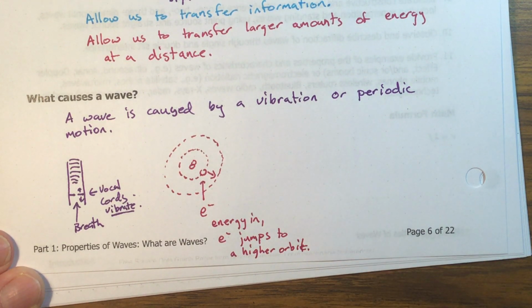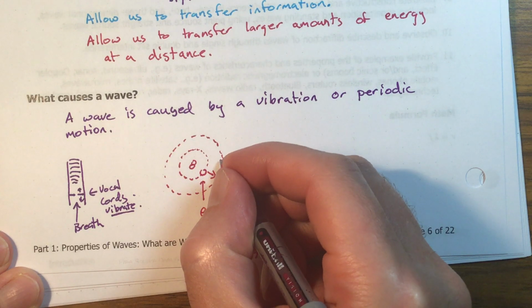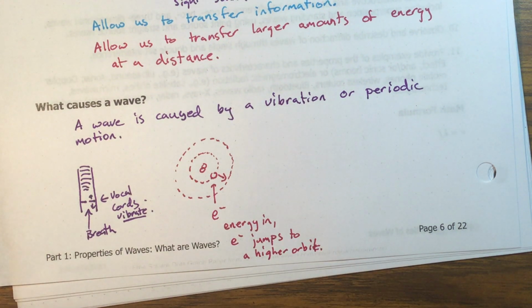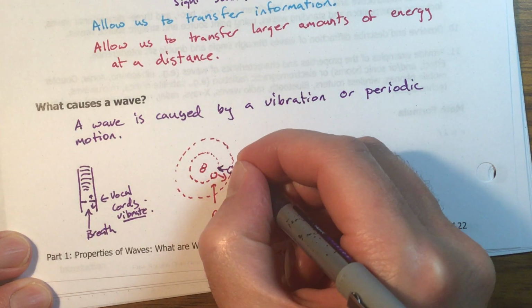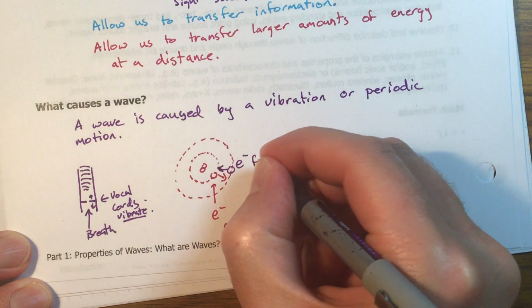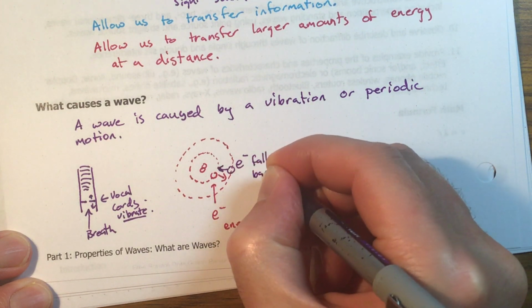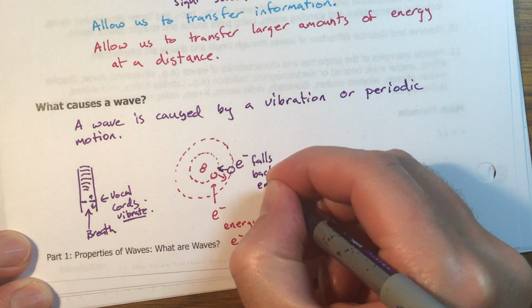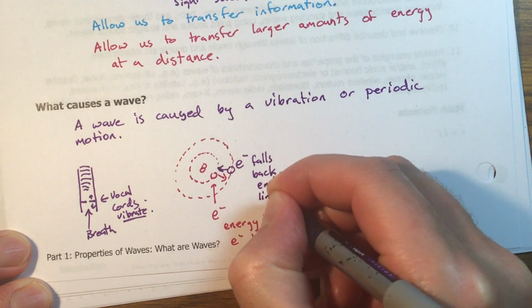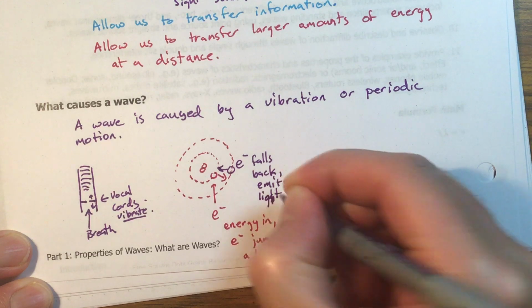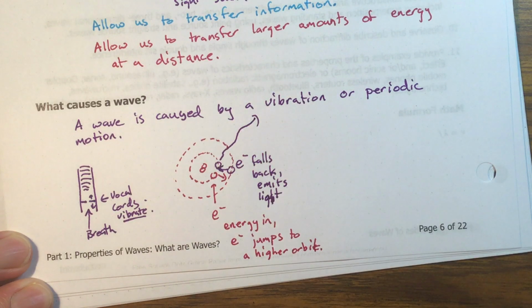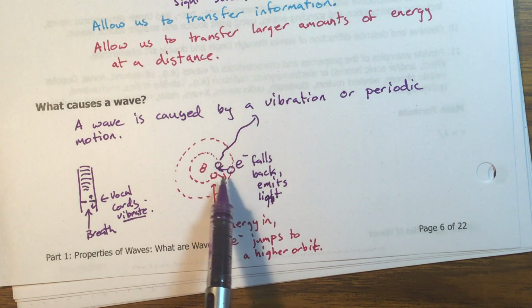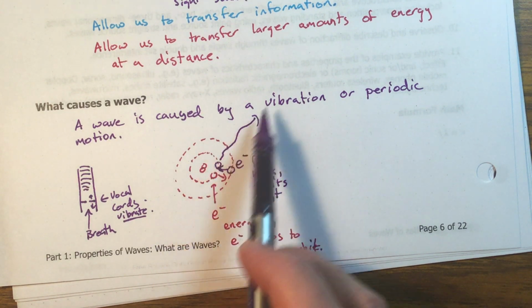Now that might be electrical energy. And then, at some point in time, that electron, which is now at a higher orbit, will fall back and it'll lose energy. Then the electron falls back and it emits light. So the electron falls back to here and it sends off a light wave. So by causing this vibration, this motion in the electron to happen, we can send off light.